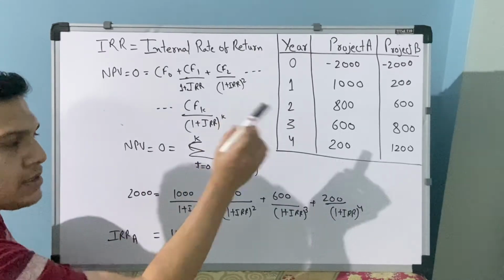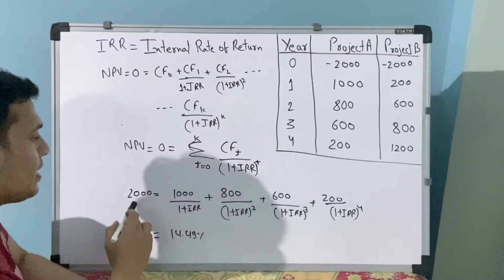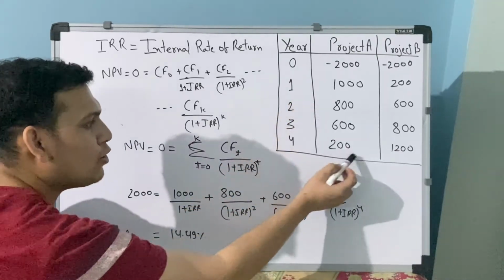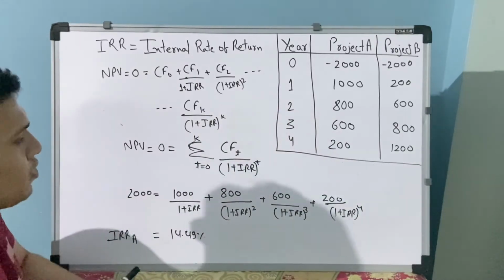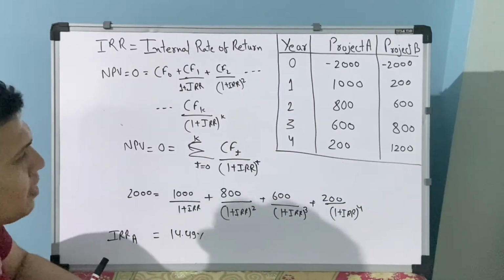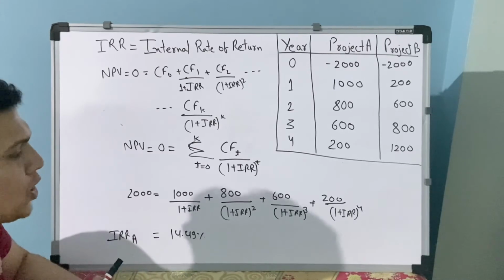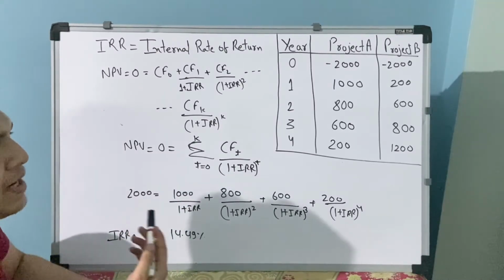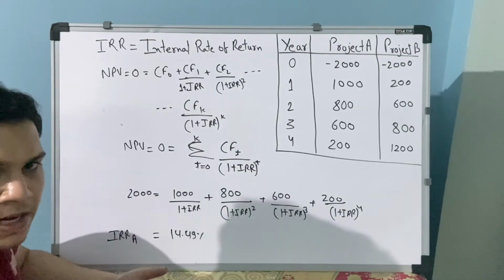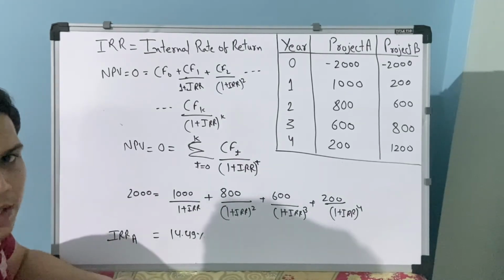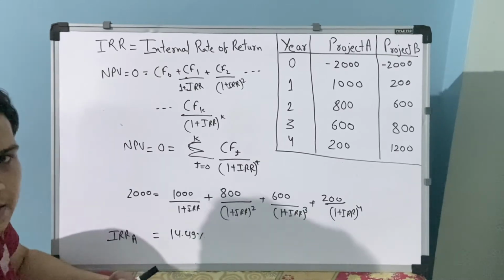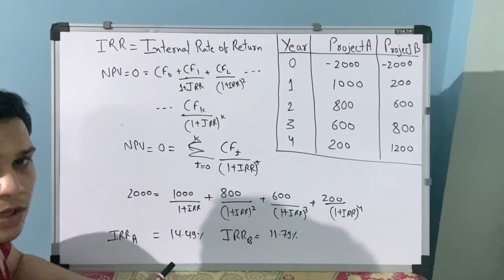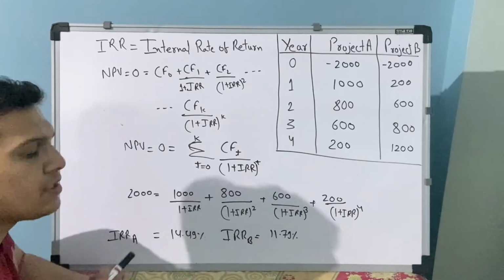Now in these projects we can see that the cash outflow is 2000. So this should be equal to the sum of present value of all these cash inflows. We will use this formula and calculate the IRR. On calculating the IRR, we find it is 14.49%. We can't do it by pen and paper. We need a financial calculator or an Excel function like GoalSeek to calculate the IRR. For project B, we find that it is 11.7%.